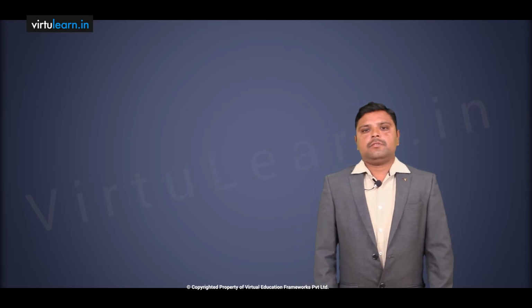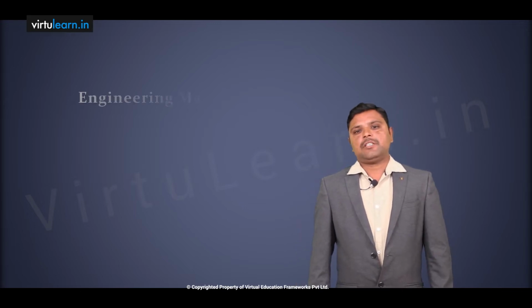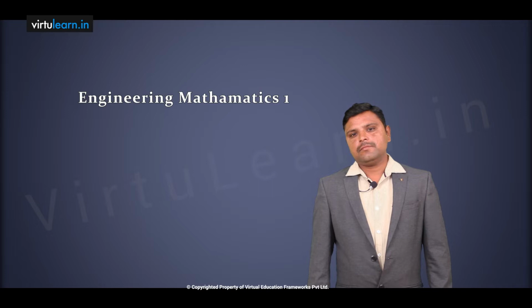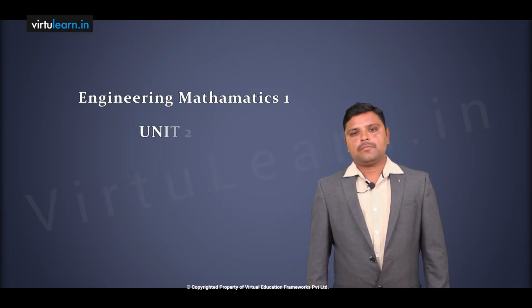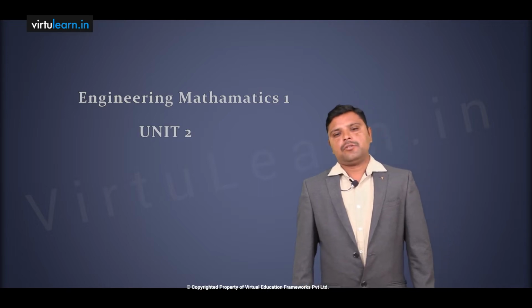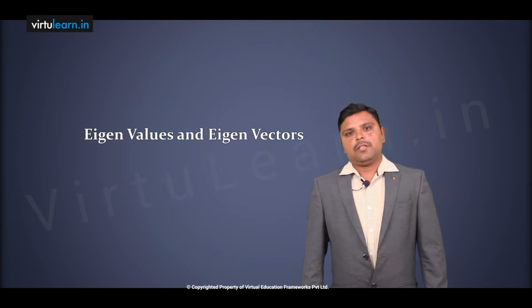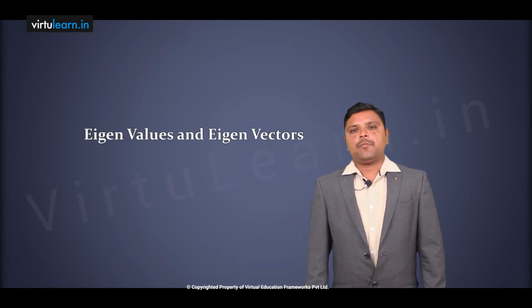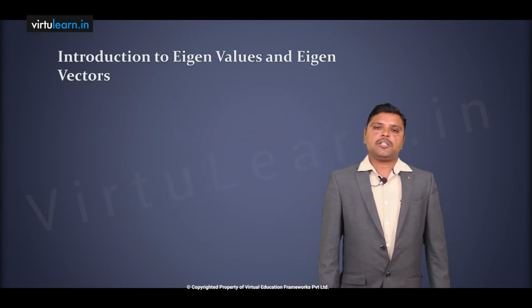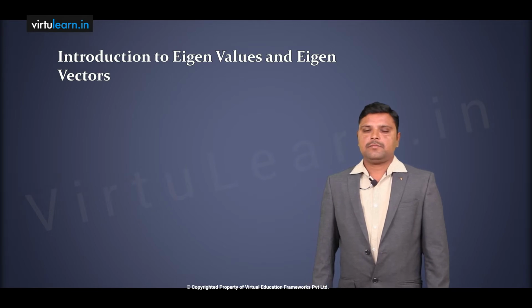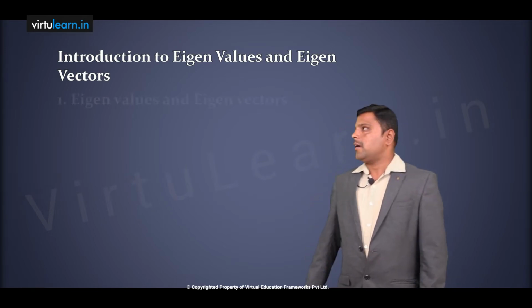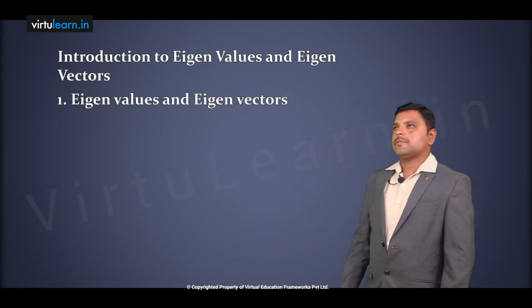Today we are going to learn Engineering Mathematics 1 Unit 2. Topic name is Eigenvalues and Eigenvectors. In this we have 5 topics. First one, Introduction to Eigenvalues and Eigenvectors. The topic 1 is Eigenvalues and Eigenvectors.